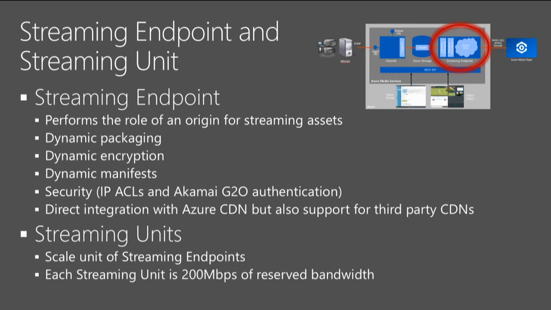So the next component in here is streaming units. Think of streaming units as being basically the building blocks of bandwidth that you need within your origin. So depending on the amount of traffic that you expect on your stream, you can add or remove streaming units. Each streaming unit gives you 200 megabits of capacity essentially on your origin. And you can quickly move up and down. You can scale that as needed throughout your event.